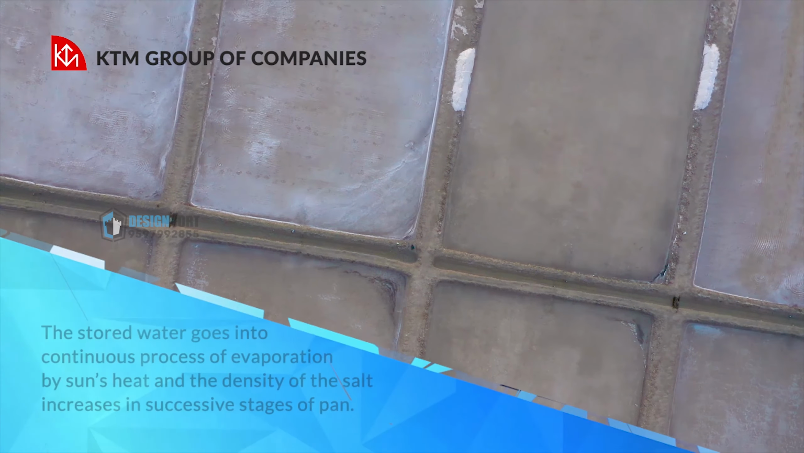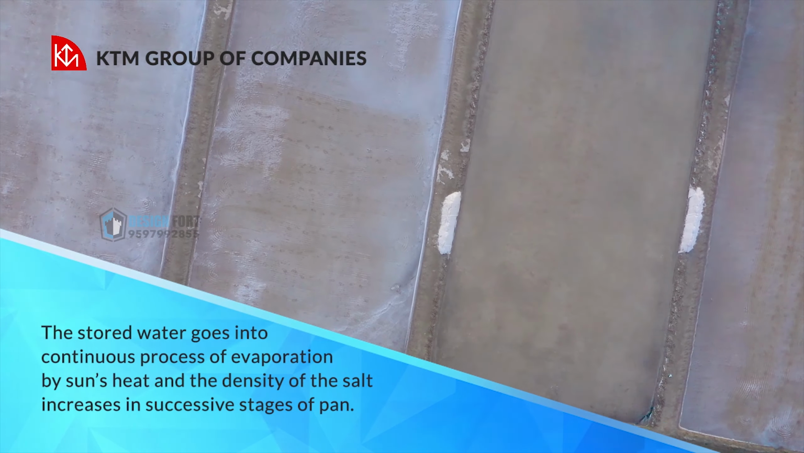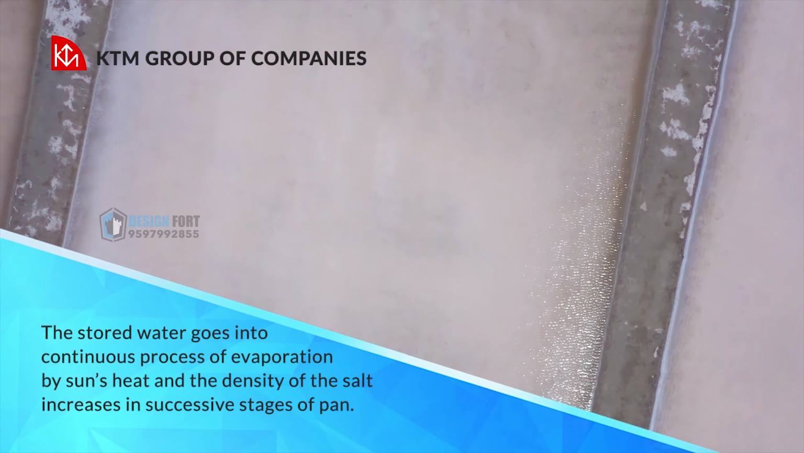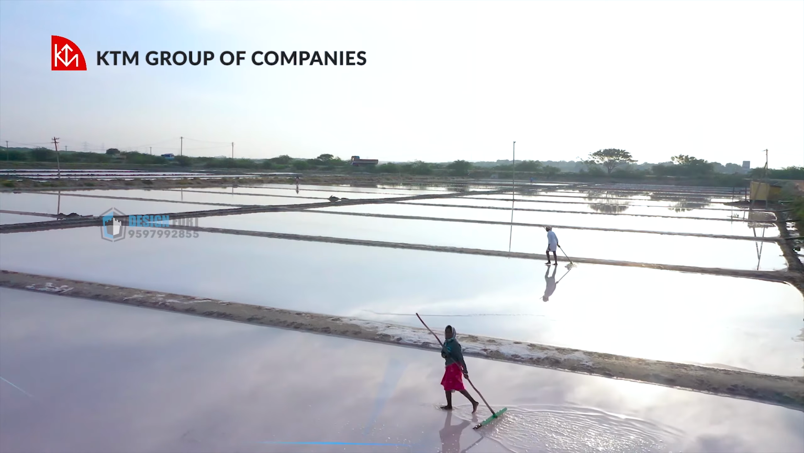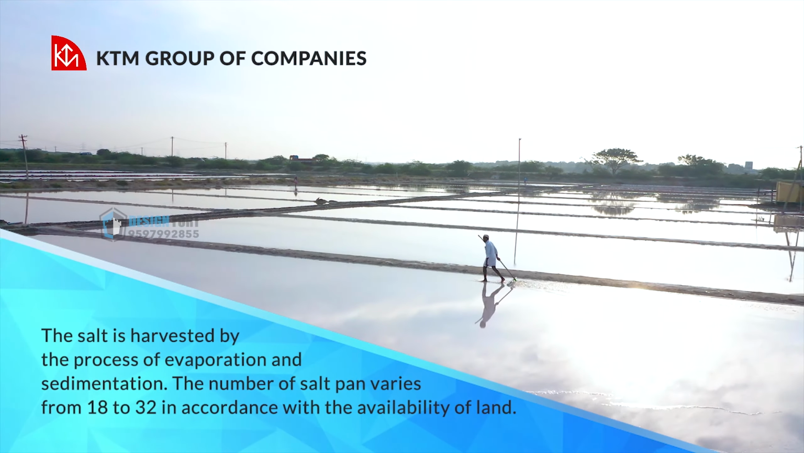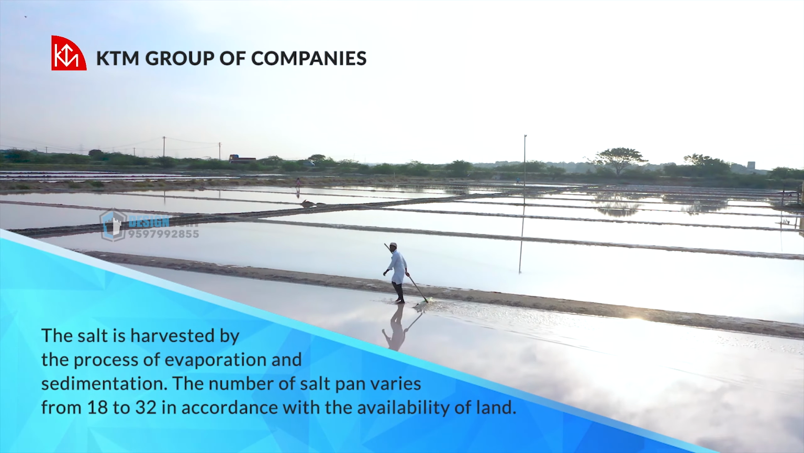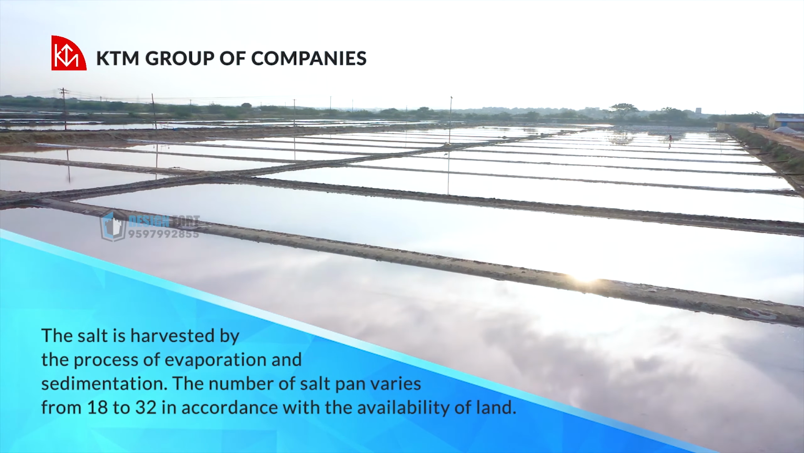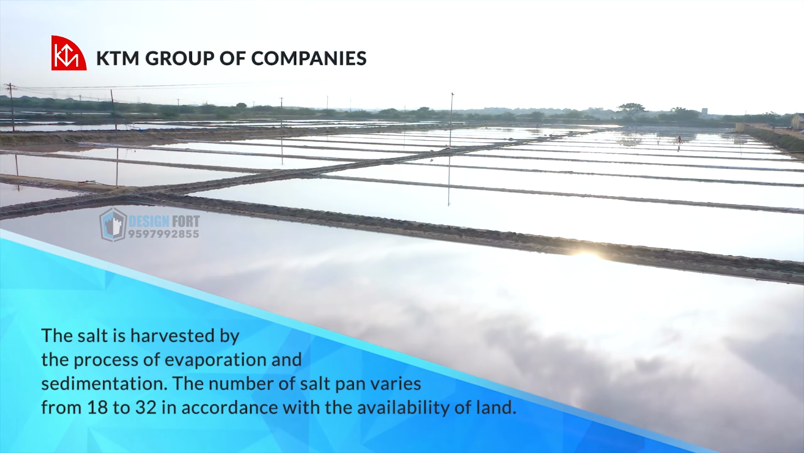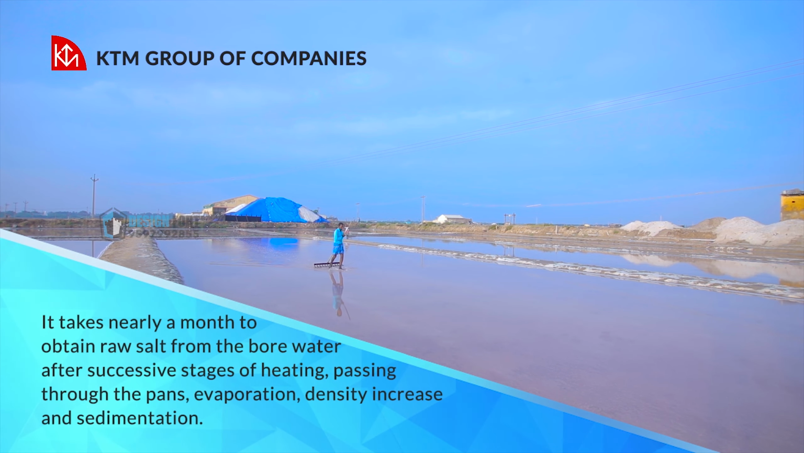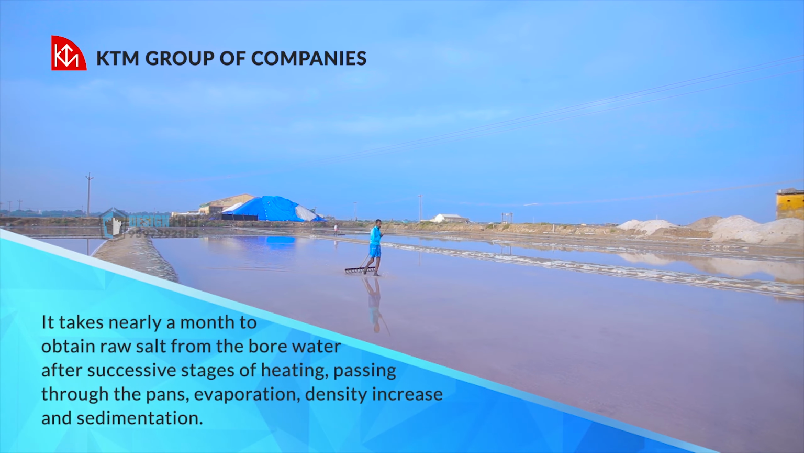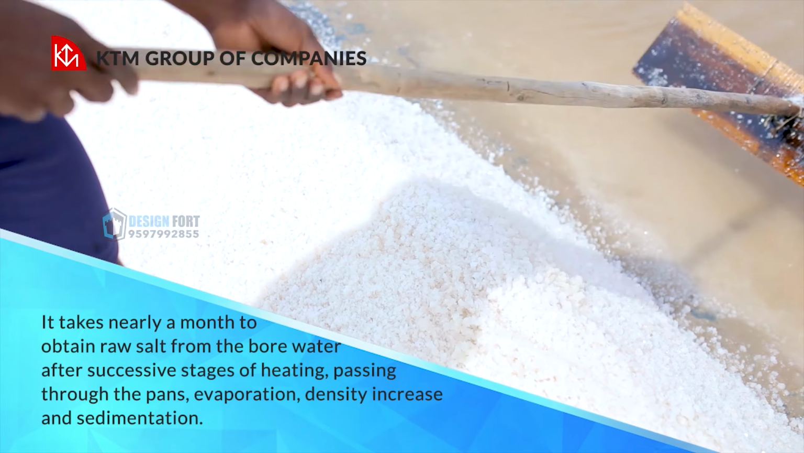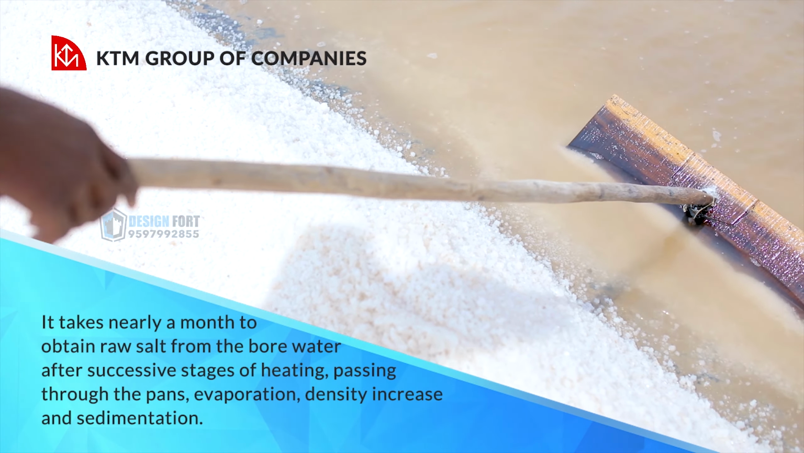The stored water goes through a continuous process of evaporation by the sun's heat, and the density of the salt increases in successive stages of pans. The salt is harvested by the process of evaporation and sedimentation. The number of salt pans varies from 18 to 32 in accordance with the availability of land. It takes nearly a month to obtain raw salt from the bore water after successive stages of heating, passing through the pans, evaporation, density increase and sedimentation.